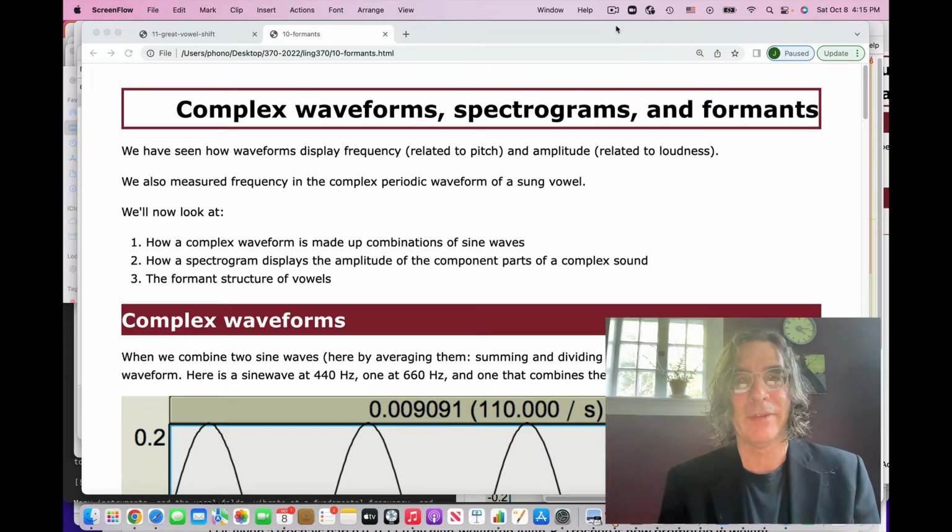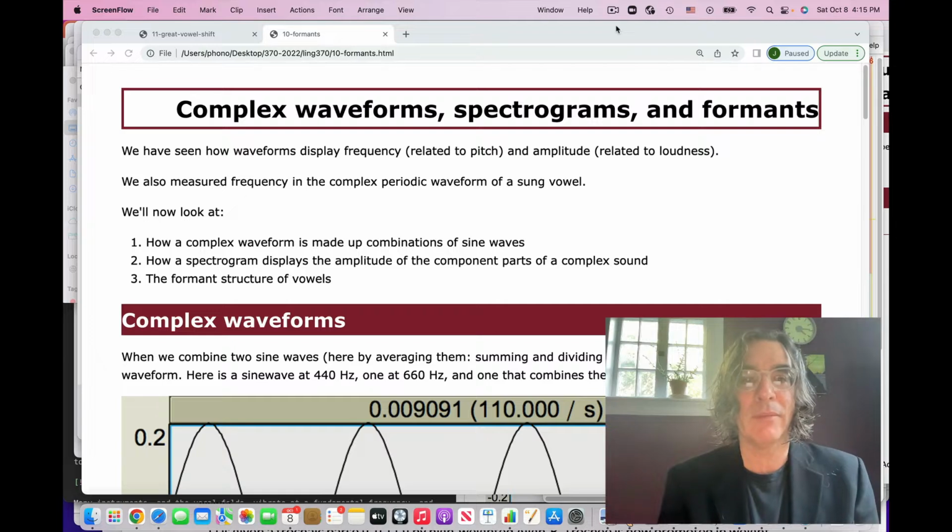In the last unit, we saw how waveforms display frequency, the frequency of the waves over time, and amplitude, the size of the waves in a sense. And we measured frequency in a complex periodic waveform of a sung vowel. We're now going to talk about how a complex waveform is made up of combinations of sine waves, how the spectrogram displays the amplitude of parts of the complex sound, and then we're finally going to get to the formant structure of vowels.